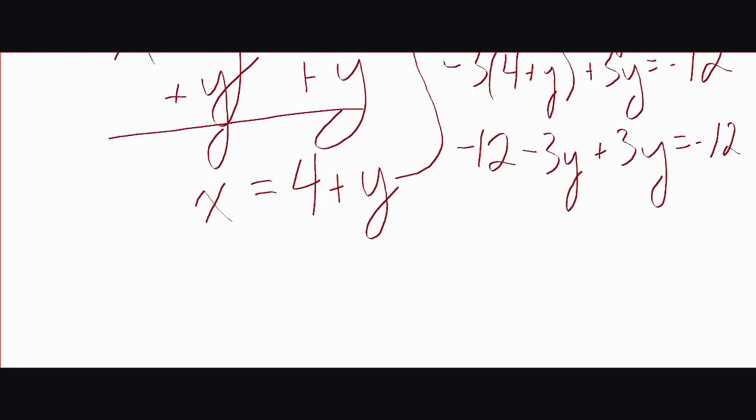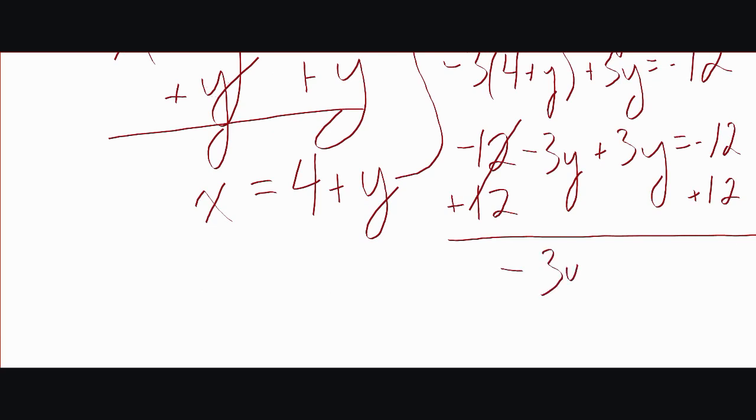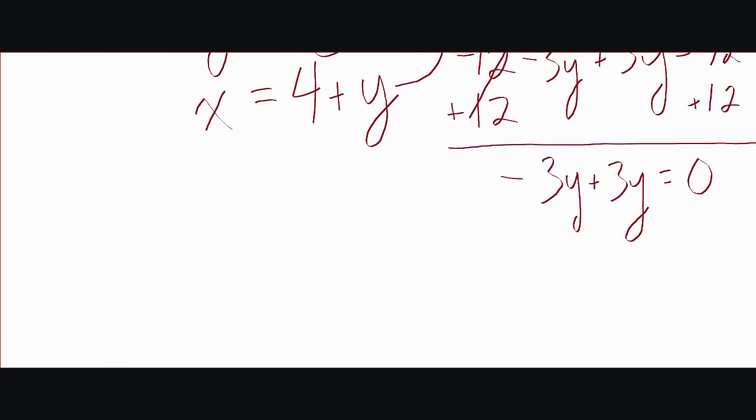Alright, now combining like terms, let's bring this 12 over to the other side. So we're going to add 12 to both sides. Negative 12 plus 12 goes away. We have negative 3y plus 3y on the left is equal to negative 12 plus 12, which is 0. And then combining terms here, negative 3y and positive 3y is 0. I get 0 equals 0.